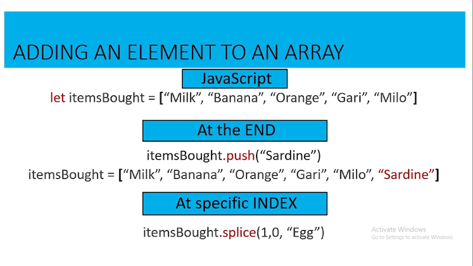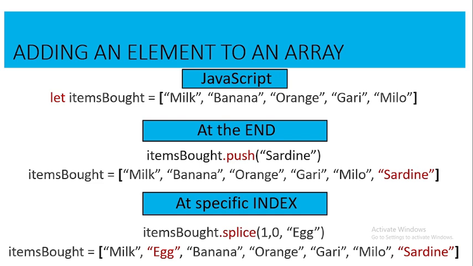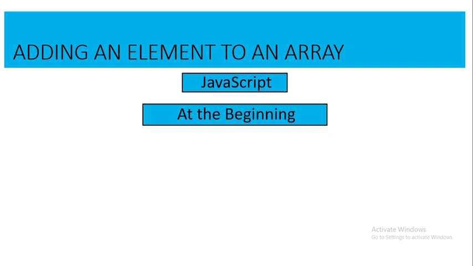The dot splice method takes at least these arguments. One, the index where you are inserting the new element. 0 says don't delete any of the elements. Then the new value you are inserting. So at the end of the day you have items equals milk, egg, banana, orange, gari, milo, then sardine.